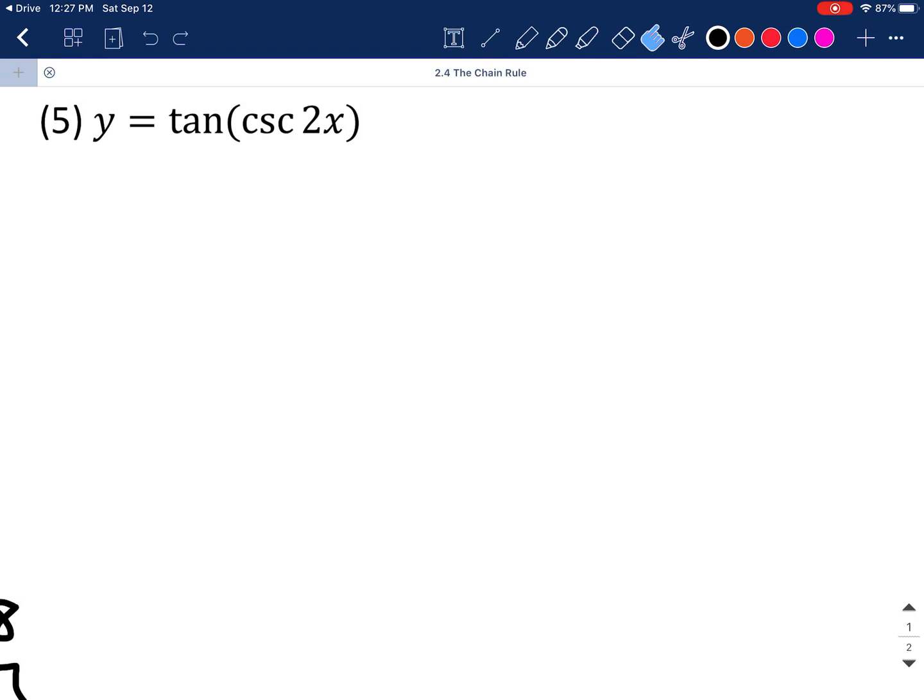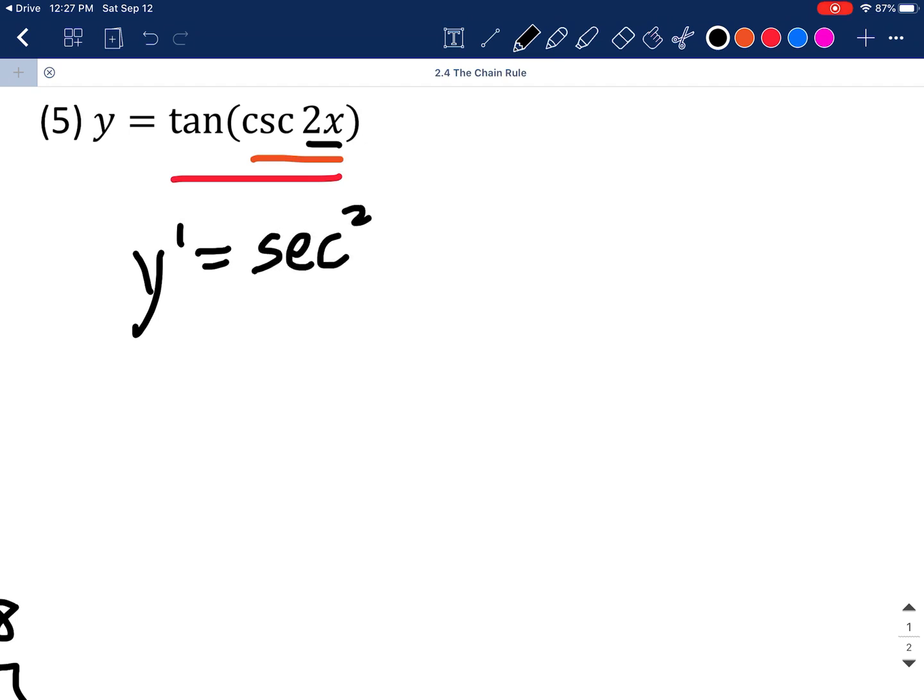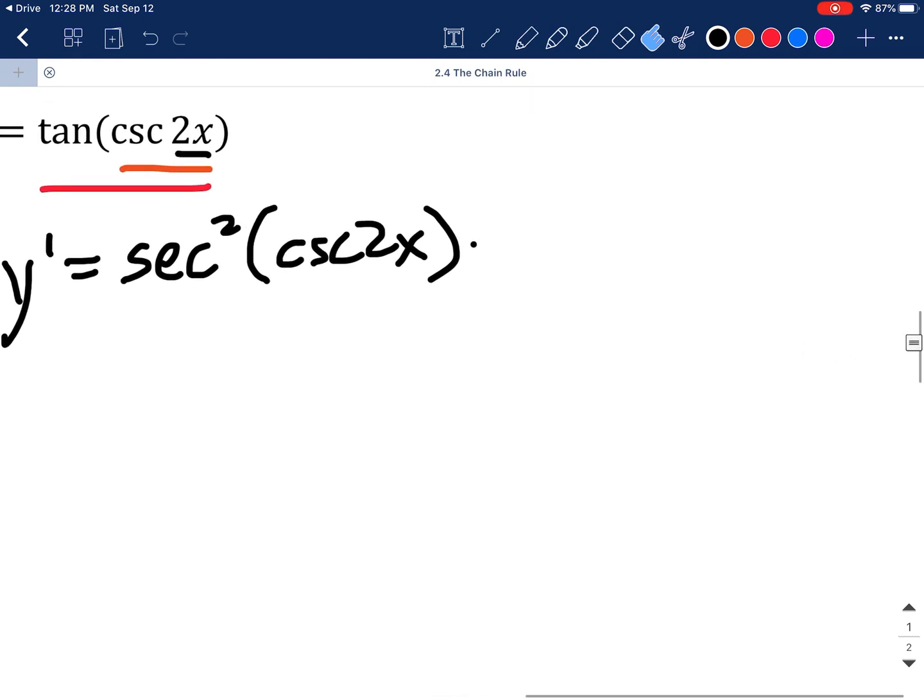So we've got tangent of cosecant of 2x. Again, another nested composition. So we've got 2x, cosecant 2x, and tangent. So we've got three separate functions. You could do the u substitution and the v substitution. I'm going to do just the shorthand. So we'll start with the outside, which is tangent. The derivative of tangent is secant squared. Okay, so again, it's just secant squared of whatever's inside. So that's my outside function in red, times the derivative of cosecant 2x.